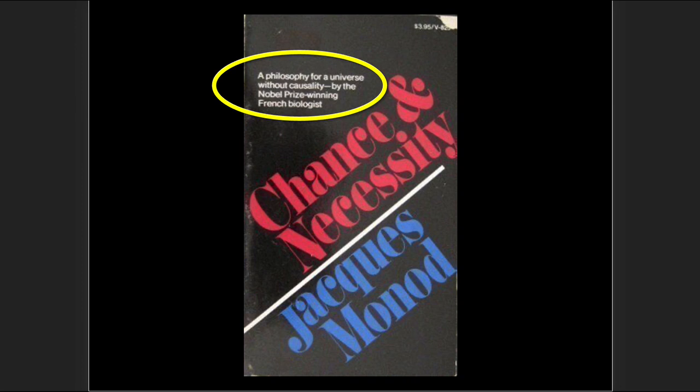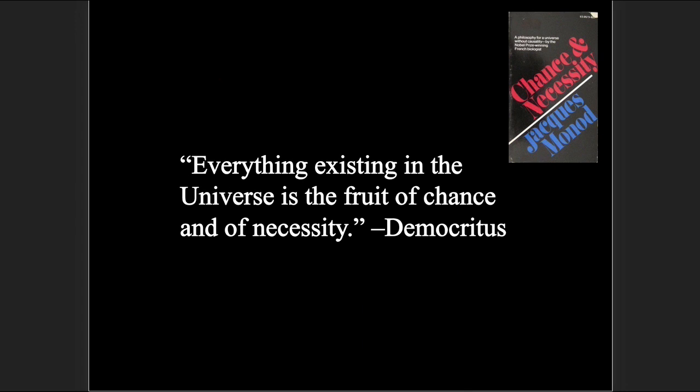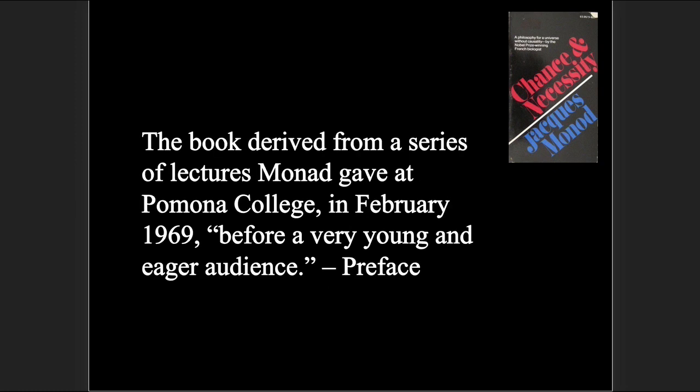And there on the cover, you see the little blurb there, a philosophy for a universe without causality. And then a few pages in, there's a quote from Democritus, "Everything existing in the universe is the fruit of chance and of necessity." So obviously the motivation for the title there. This book, Chance and Necessity by Monod, was actually derived from a series of lectures that Monod gave at Pomona College in 1969. And that's described in the preface, quote, "before a very young and eager audience." So it tells you a little bit about life in academia.